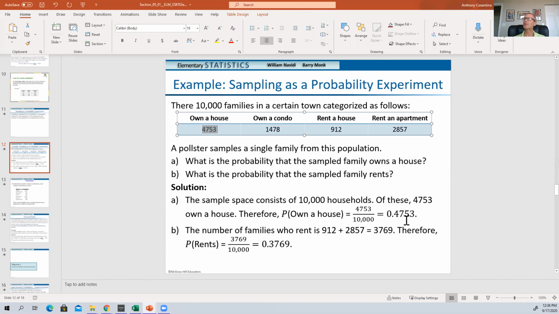Problem B here, the probability of renting. You can see that there are two columns here for renting, right? So the probability of success would be either renting a house or renting an apartment. That's why we're adding those two together to put into the numerator. The denominator equals 10,000, do the division, and you can see it's a little under 38%, 0.3769.